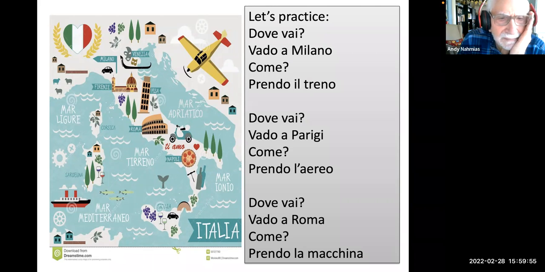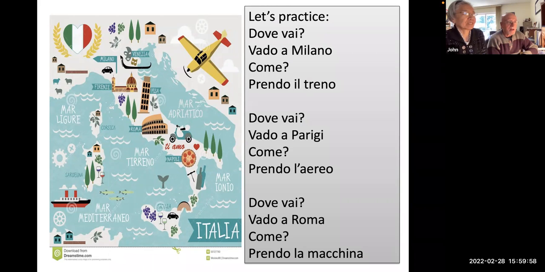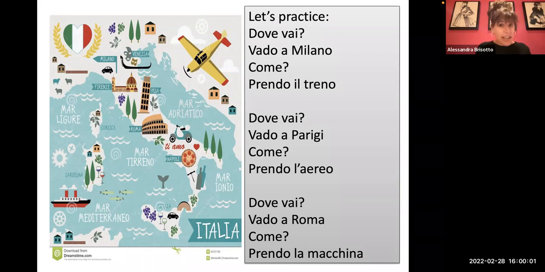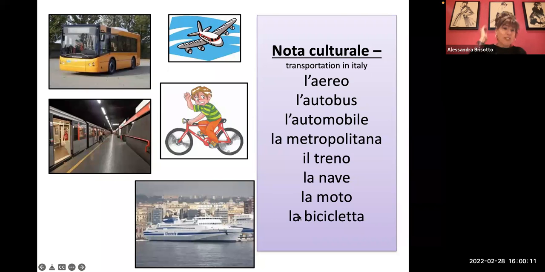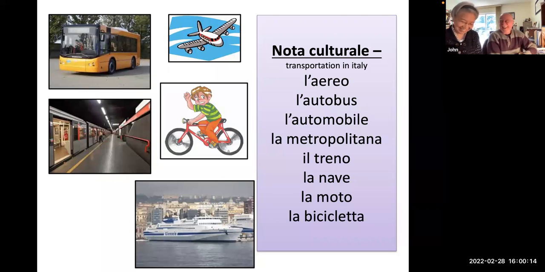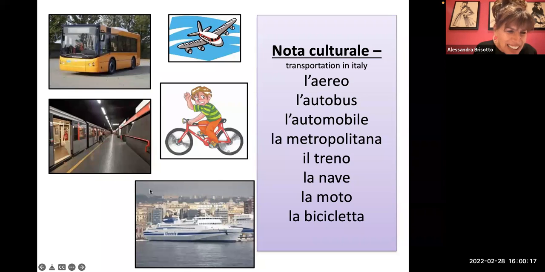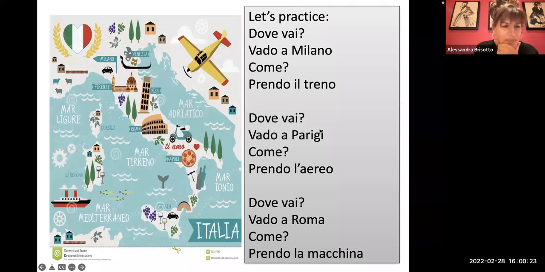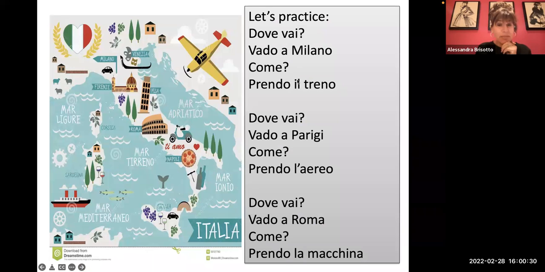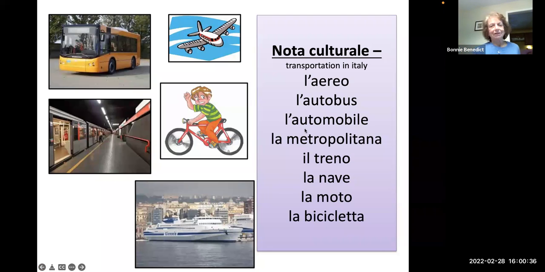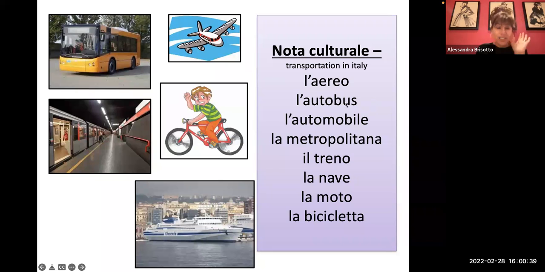Dove vai? Vado a Beijing. Oh, a Beijing in China. Come? Prendo la bicicletta. Wow. Okay. So now let's see. Bonnie. Dove vai, Bonnie? First, dove vai? Vado a Baltimore. A Baltimore. Come? Prendo l'aereo.